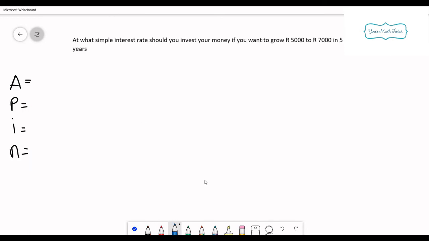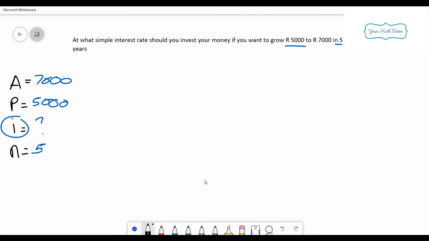At what simple interest rate should you invest your money if you want to grow 5,000 Rand to 7,000 Rand in 5 years? So in this case, we are calculating the interest rate. So we start at 5,000 Rand. That is our initial amount, P. But we want to accumulate to 7,000. That's our accumulated amount, and our n, which is the number of years, is 5.